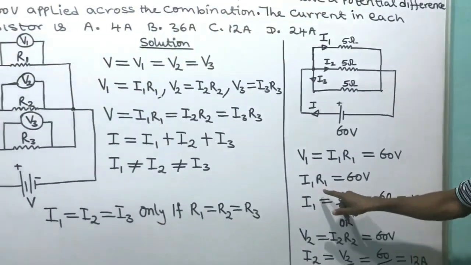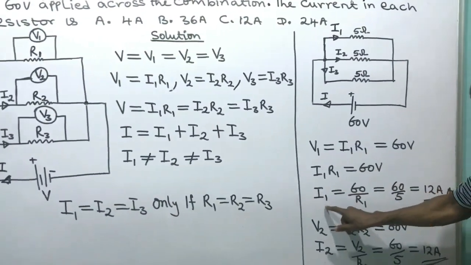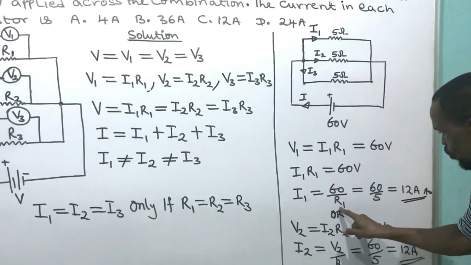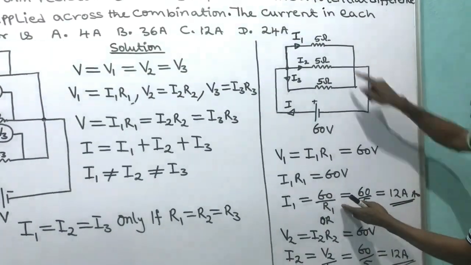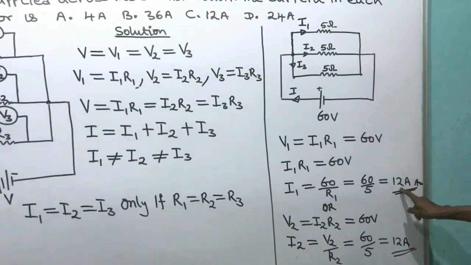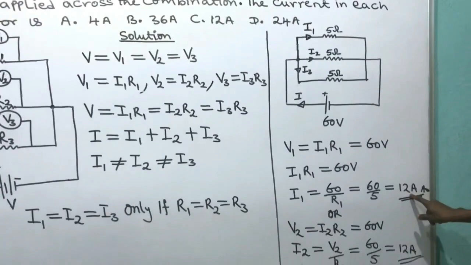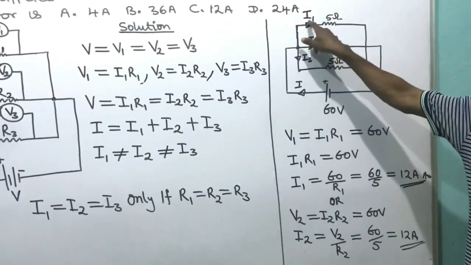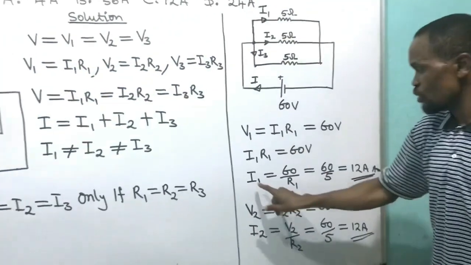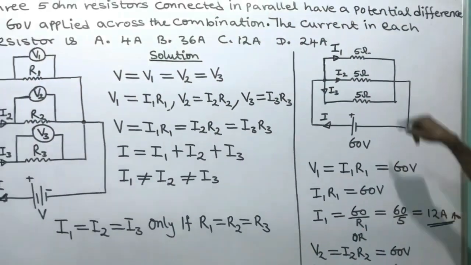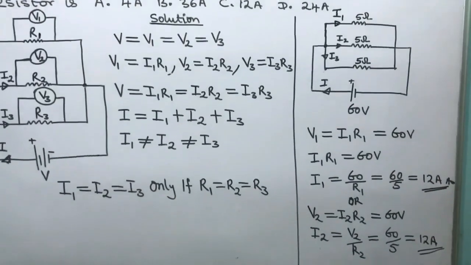Making current 1 the subject of the formula, it becomes 60 volts divided by R1. And what is R1? 5 ohms. I put 5 ohms, 60 divided by 5. It gives me 12 ampere, because R1 is 5 ohms. And the current which I'm looking for is equal to this voltage divided by R1, and R1 is 5 ohms. It gives me 12.